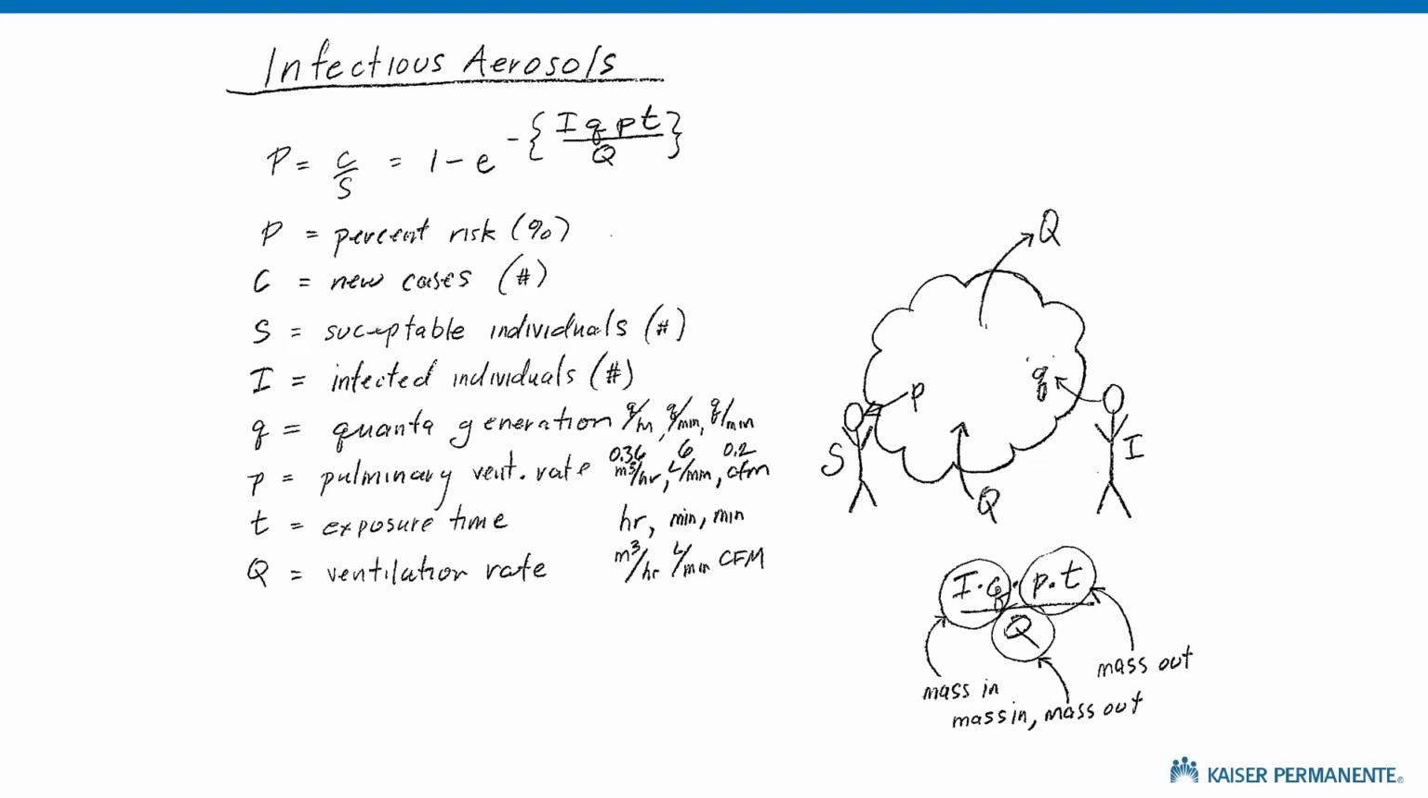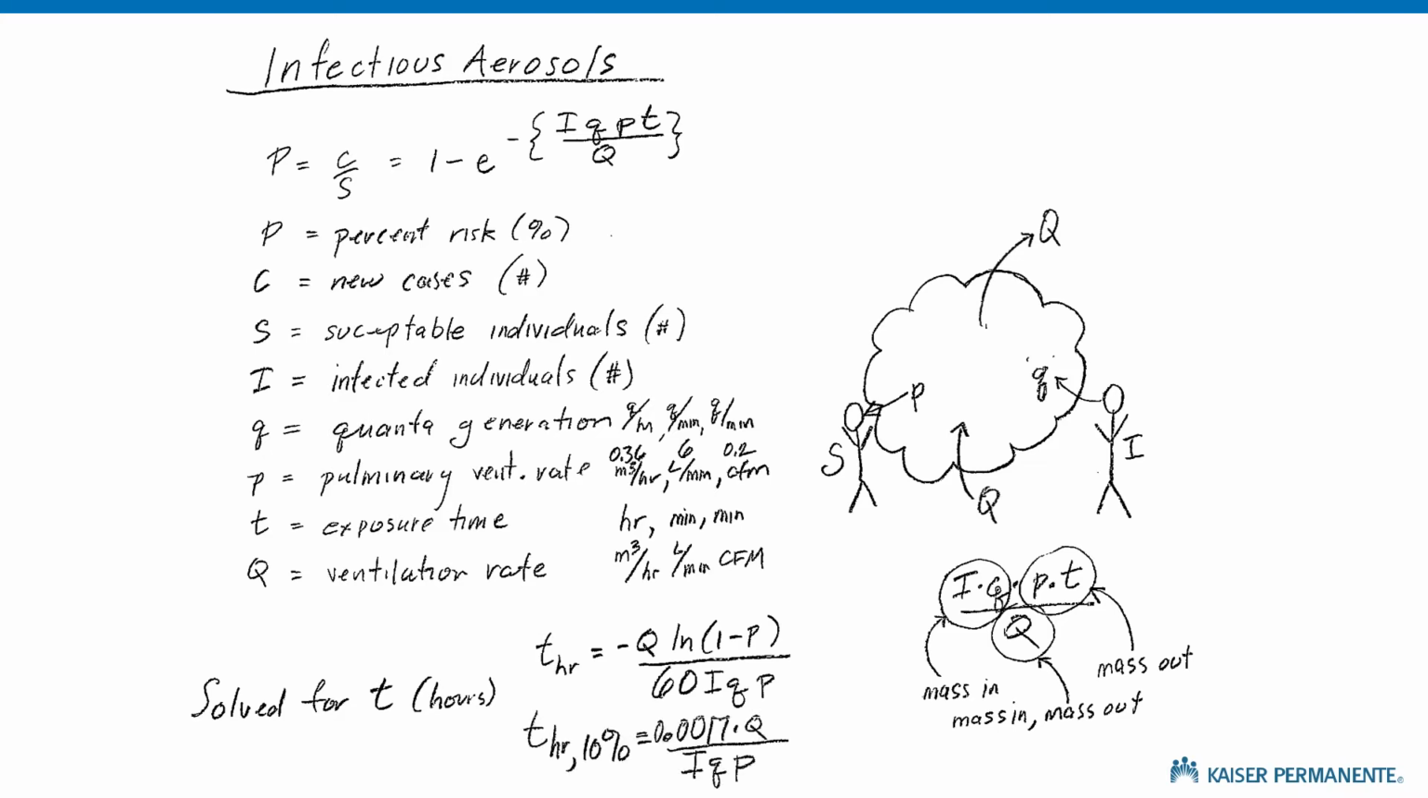But before we leave this slide, let's go ahead and reorganize this equation to solve for time in hours with all the other units in minutes. And to make things really, really easy on the next slide, let's assume a probability of P at 10%, and we'll solve the equation for time in hours that it takes us to get to a 10% risk of infection.